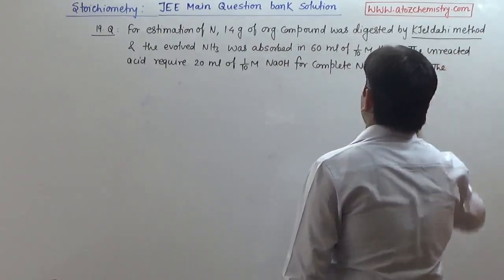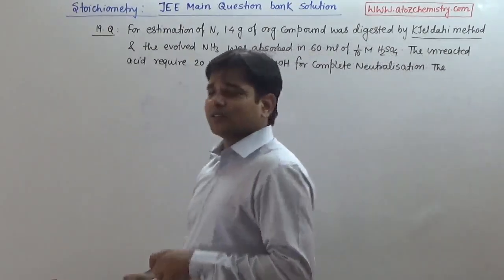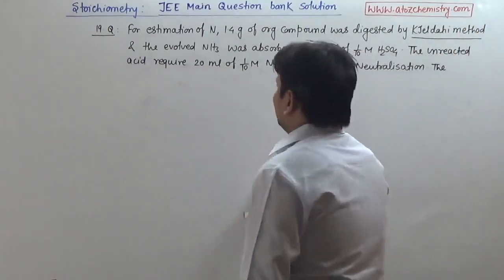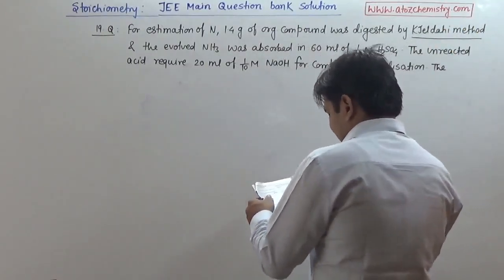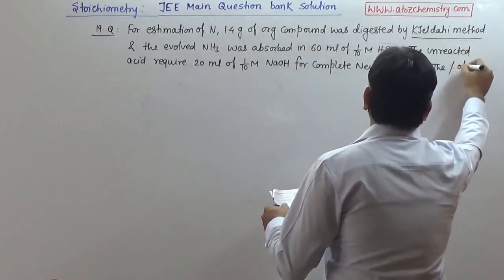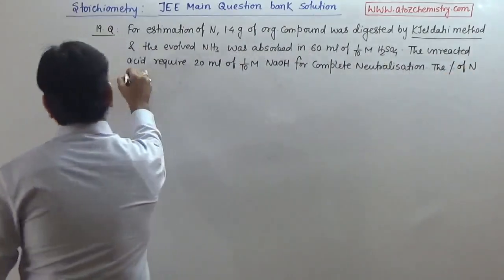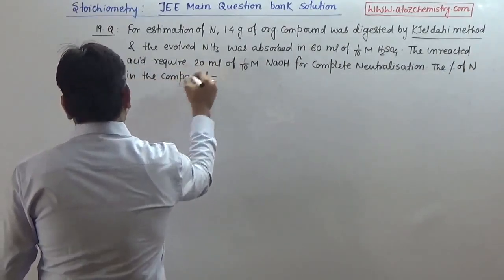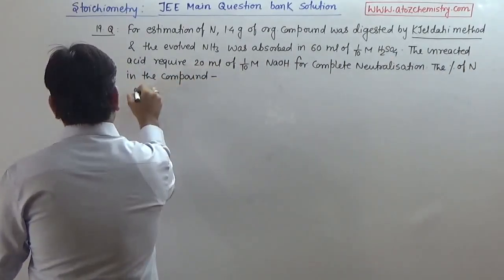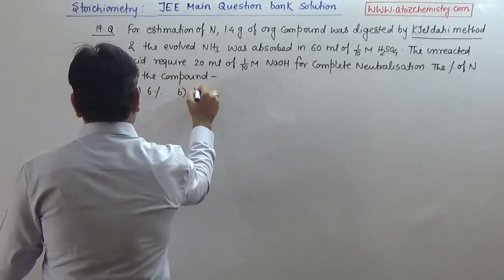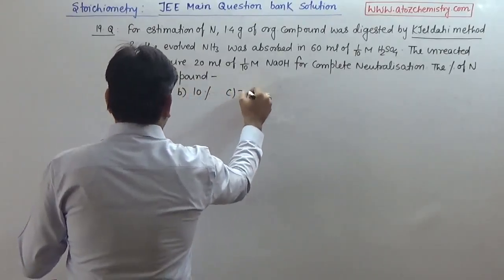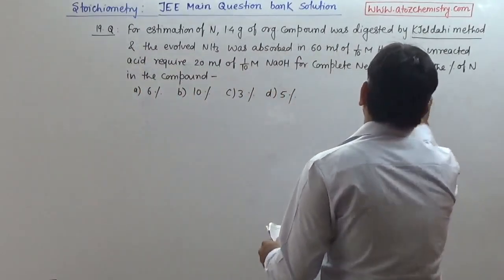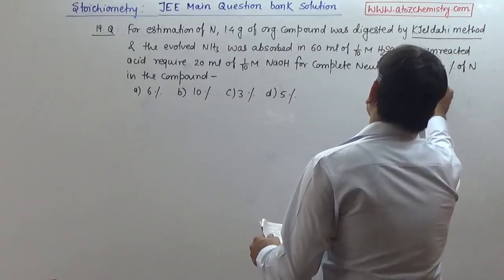A similar question was asked in 2004 and I have solved it. In that question, the method name was not given, and this problem will be solved exactly that way. The percentage of nitrogen in the compound. There the formula was asked and urea was the answer. Here percentage is asked. A is 6%, B is 10%, C is 3% and D is 5%. And this was the question asked in JEE Main 2014.